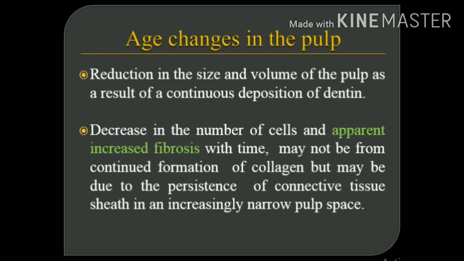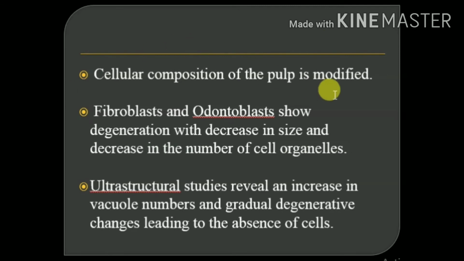The cellular composition of the pulp is modified completely. The fibroblasts present in the cell-rich zone of the pulp, the odontoblasts, everything is going to show degeneration. There is a decrease in size and a decrease in the number of organelles. Ultrastructural studies reveal an increase in the vacuolar numbers and gradual degenerative changes leading to complete absence of the cells.